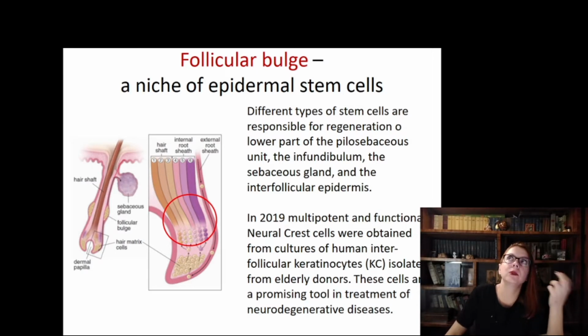So skin is the most easily accessible source for neural crest stem cells, and here it is documented in 2019, neural crest stem cells are obtained from human skin, and as I remember, even from dead individuals, even if they are aged. So this is a very promising source of neurons.